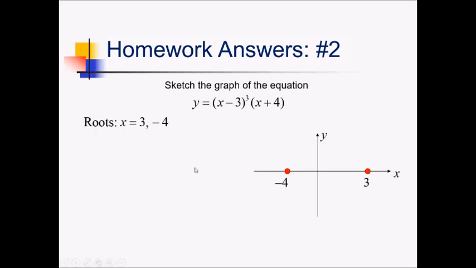All right, so now we need y-intercepts. If we plug 0 in for x, you basically have -3 cubed times 4. -3 cubed is -27 times 4, that's -108. And that's going to be somewhere down here. So now let's figure out the end behavior and the root behavior.